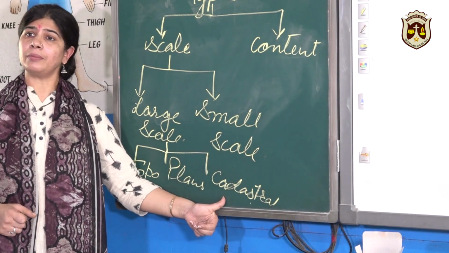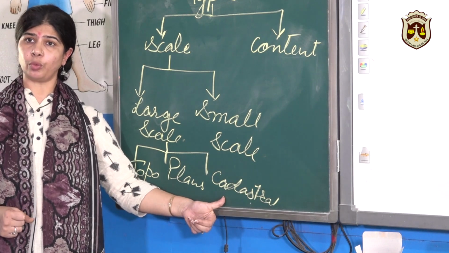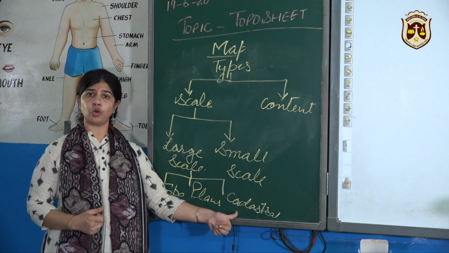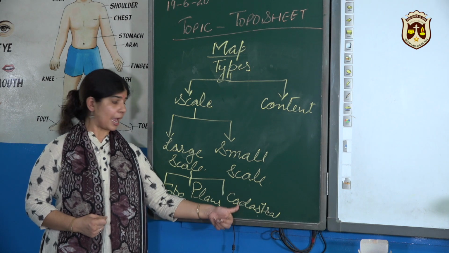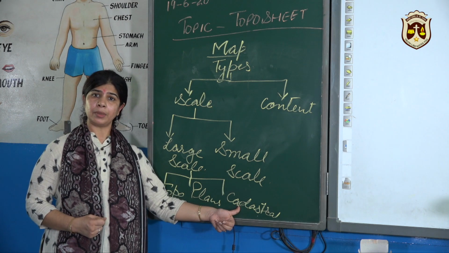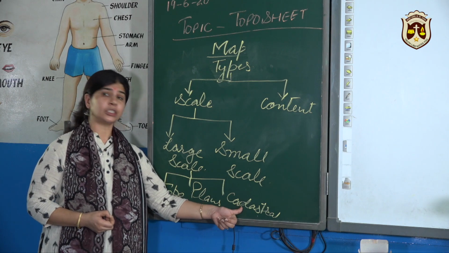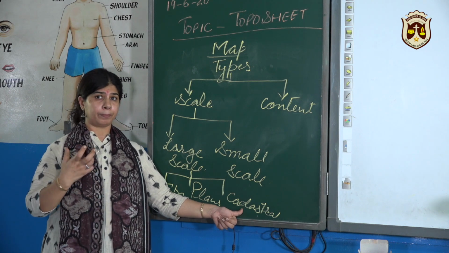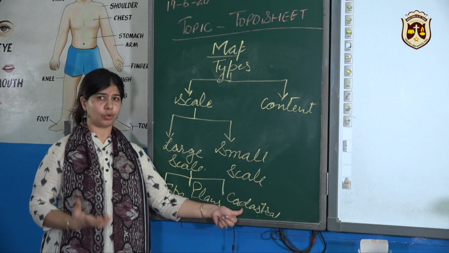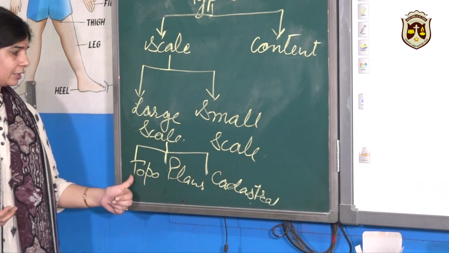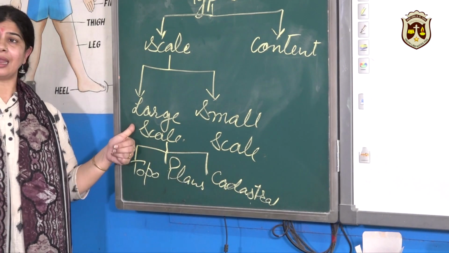Next are cadastral maps, which are also called revenue maps. All the land property is shown with the help of a cadastral map, and again it is a large scale map. We get very few minor details through this one, but it is not publicly published, and it is the revenue map. So all three types of maps are large scale maps.